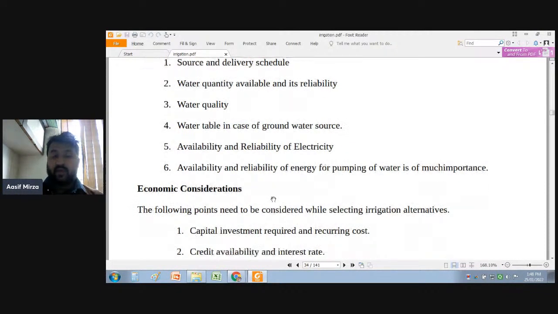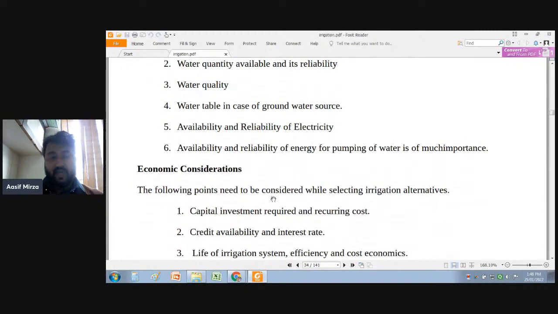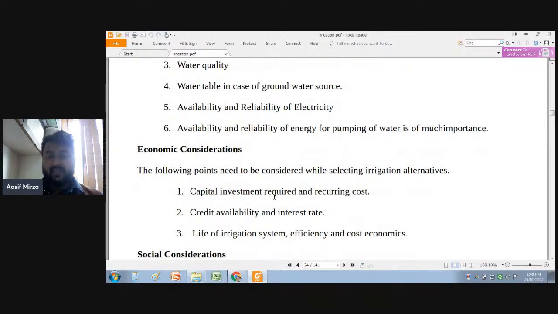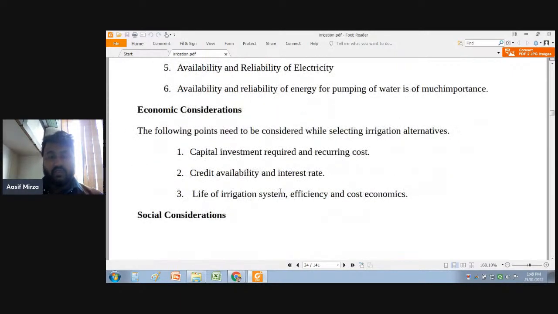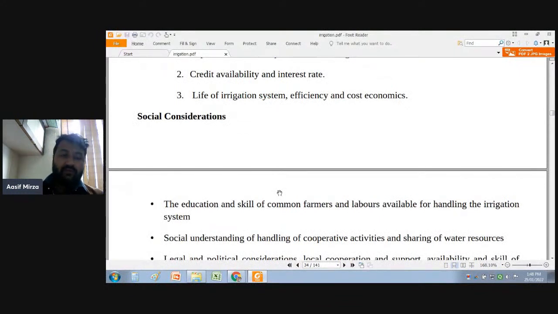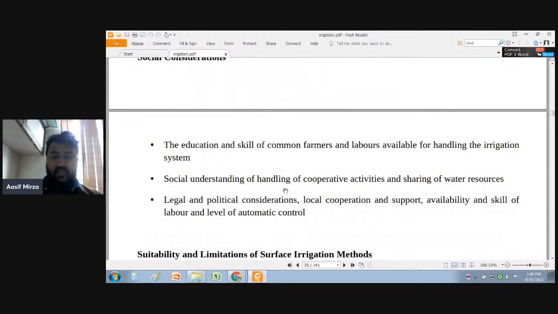The following points need to be considered while selecting irrigation alternatives: the capital investment required and recurring cost, credit availability and interest rate, life of the irrigation system, efficiency and cost economics. Social considerations: we also have to consider the education and skill of common farmers and labor available for handling the irrigation system, the social understanding of handling of cooperative activities and sharing of water resources, legal and political considerations, local cooperation and support, availability and skill of labor and level of automatic control.